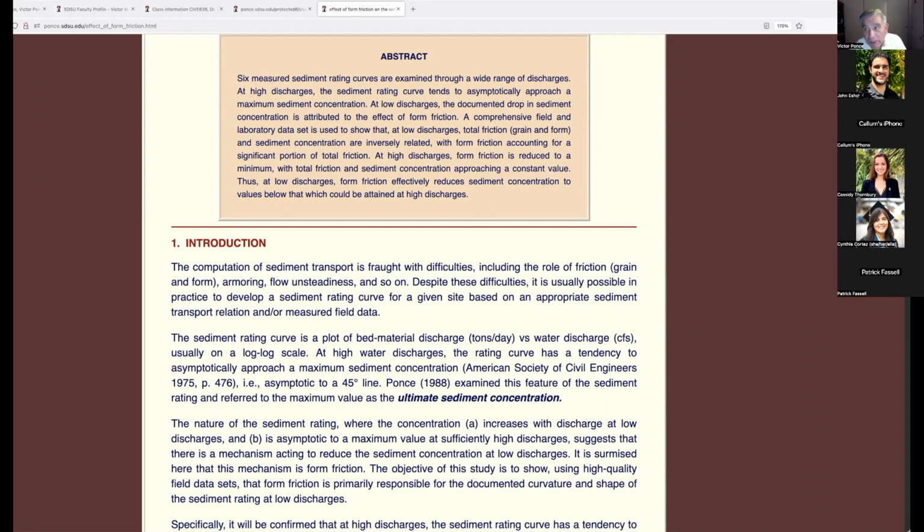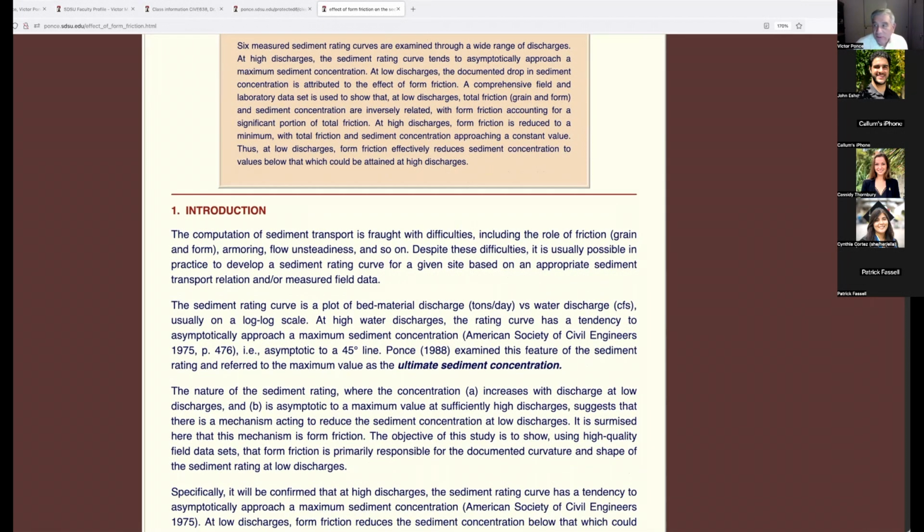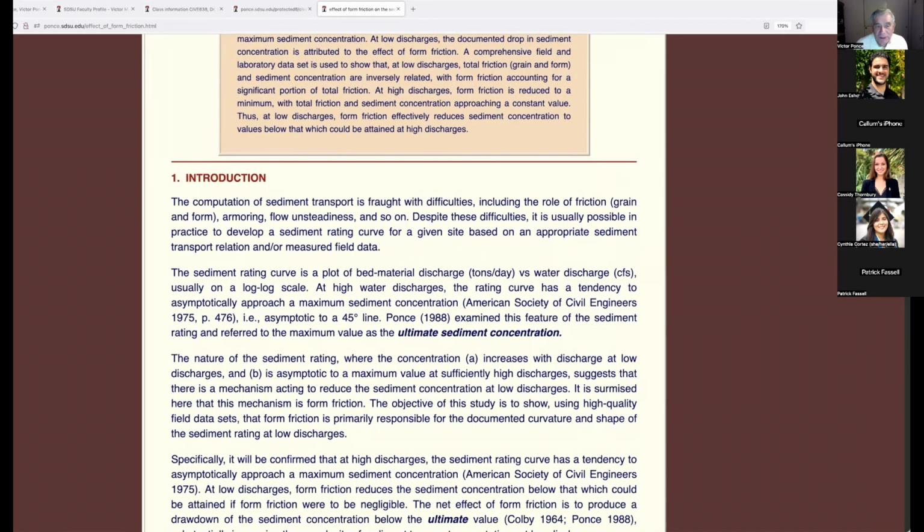They will effectively stop the transport. That's called armoring. Flow unsteadiness, yes, we have flow unsteadiness all the time. Despite these difficulties, it is usually possible in practice to develop a sediment rating curve. We count on sediment rating curves and being able to develop them. However, these should be steady, by the way, because the sediment rating is really a very complex issue.